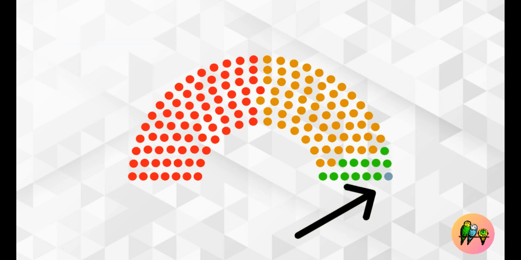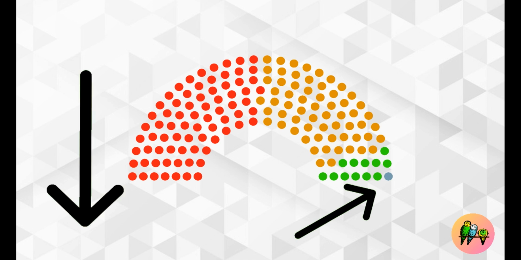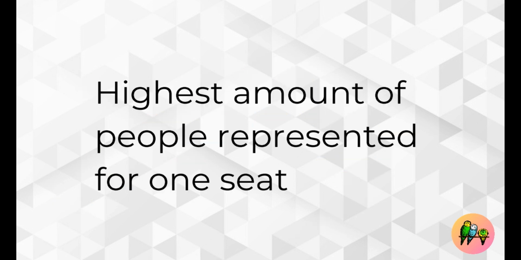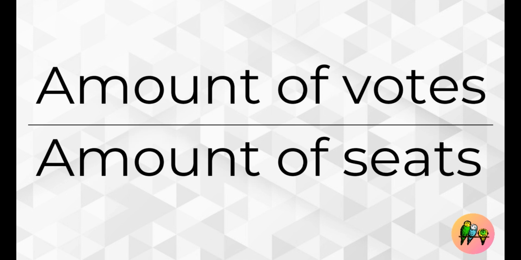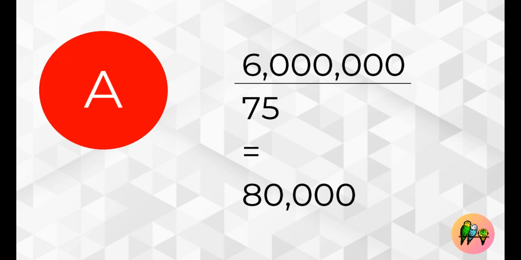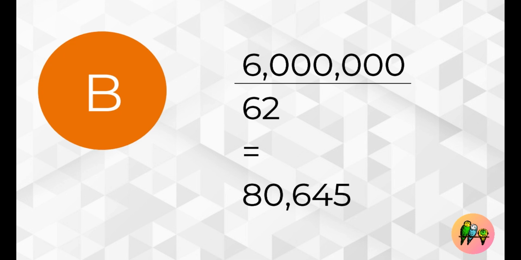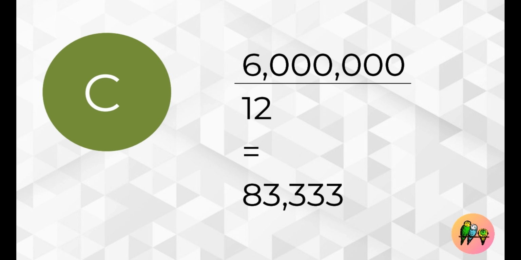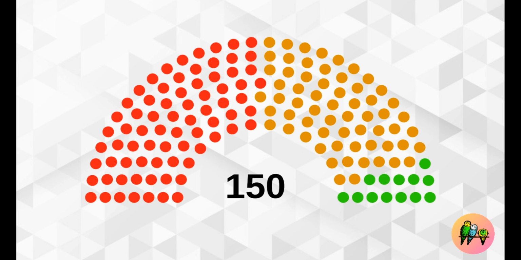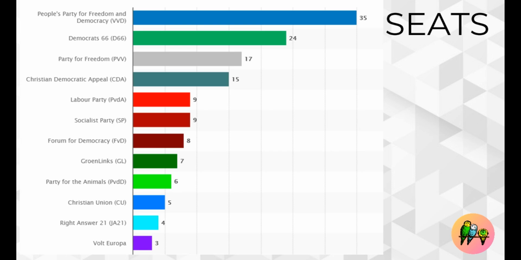There is one seat left though. This is because one always rounds down in the NU.nl method. In this case, the last seat is given to the party with the greatest amount of people that are represented for each seat of a party. One just divides the amount of votes through the amount of seats. So A has got 80,000 votes per seat, B has 80,645 votes per seat, and C 83,333. So C receives the last seat. So after this hypothetical election, this is the result.